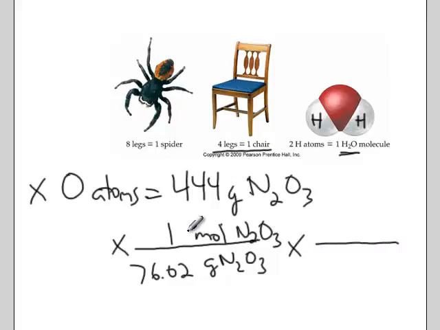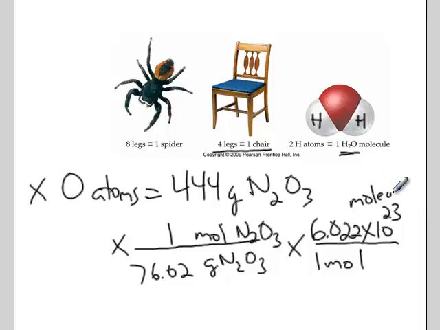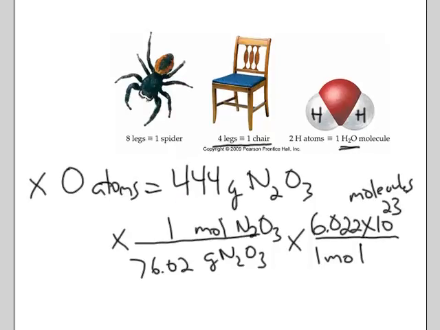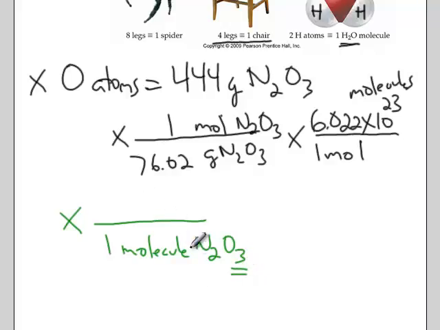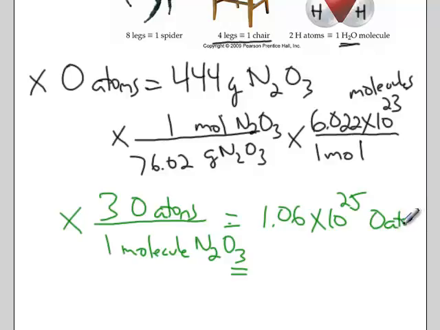And if we can count how many molecules, which we can, because we know that a mole of anything is Avogadro's number. I'm running out of space, but this would be molecules of N2O3. So this is just like the previous problem we worked. Now we're going to take it one step further. One molecule of N2O3, the subscript 3 tells us that every molecule contains 3 oxygen atoms. So we get an answer of 1.06 times 10 to the 25th oxygen atoms.